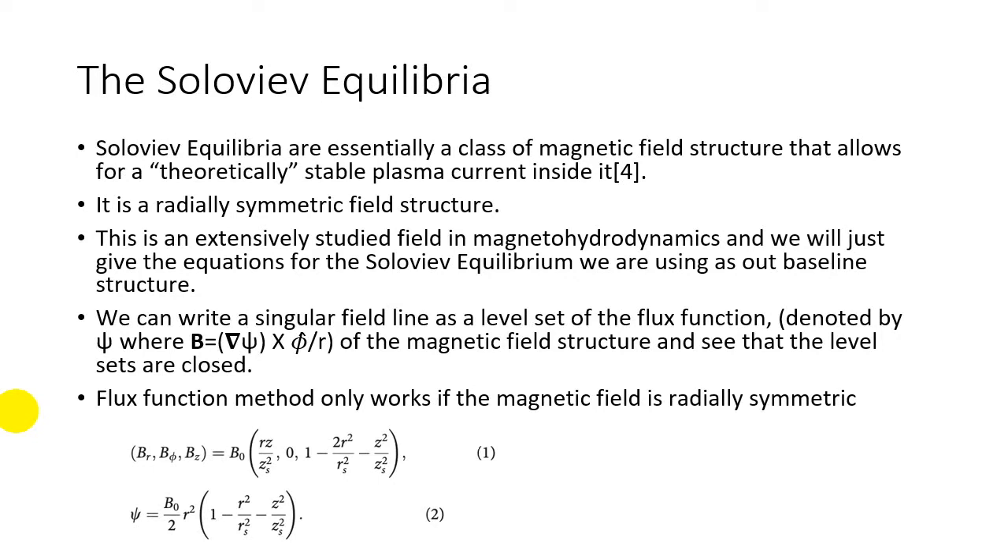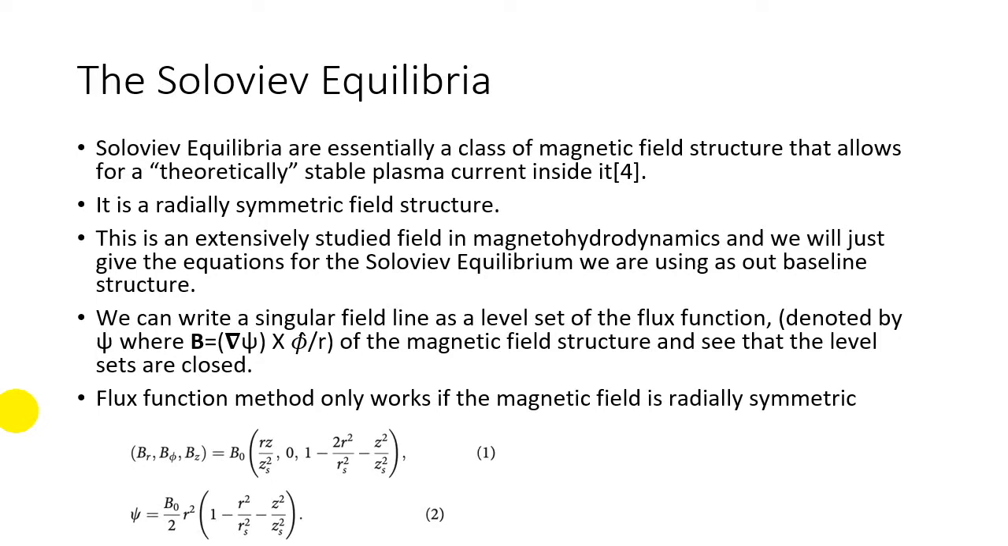Equation one is the configuration of a magnetic field. What is equation two? Equation two is the flux function of this magnetic field. So you're saying what B0 is? Well, B0 is a constant, right? Yeah, B0 is essentially just a constant. For our purposes, we're basically going to even get rid of it.